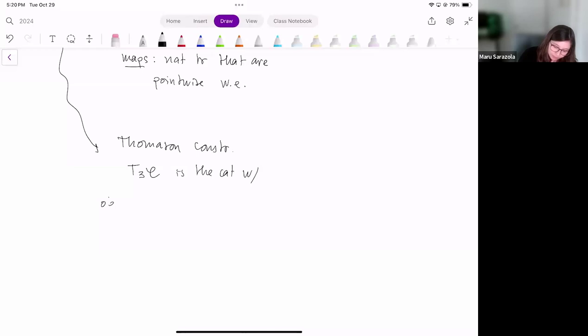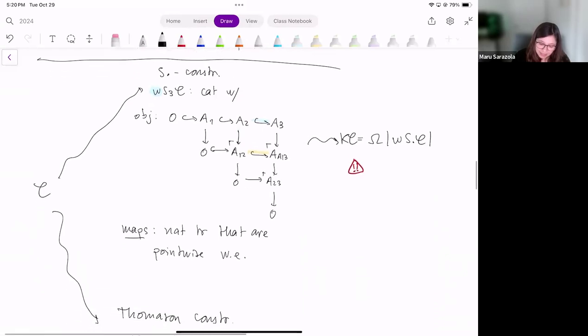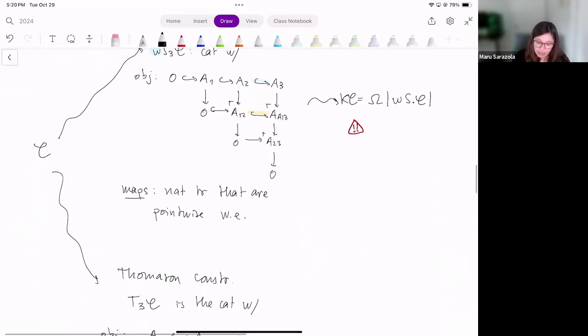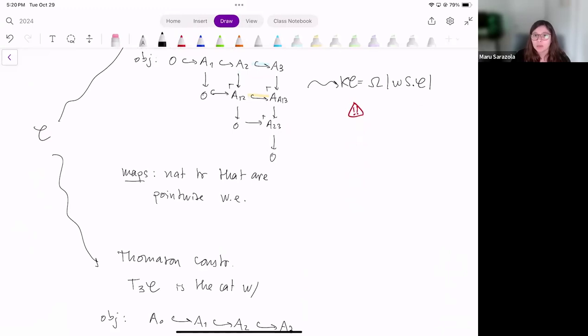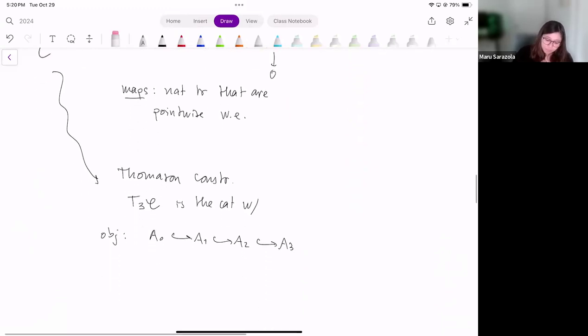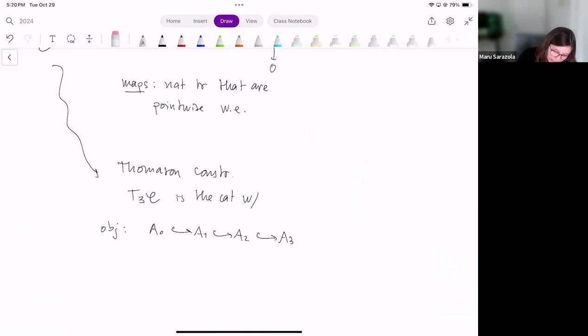whose objects are going to be sequences A0, A1, A2, A3 of cofibrations. So note that this kind of looks like the top row in my objects before, but I'm not imposing any conditions that I need to start with 0. So these are not encoding quite the same information. So these are going to be my objects. And now for the maps, let's say I have another A0 prime, A1 prime, A2 prime, A3 prime.